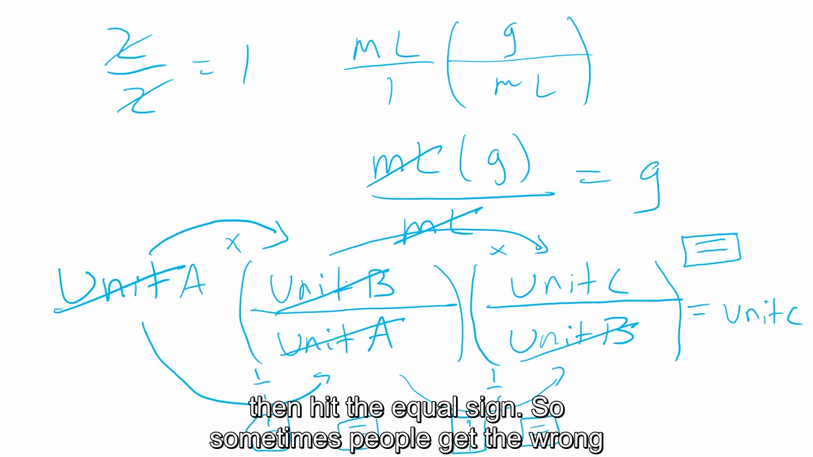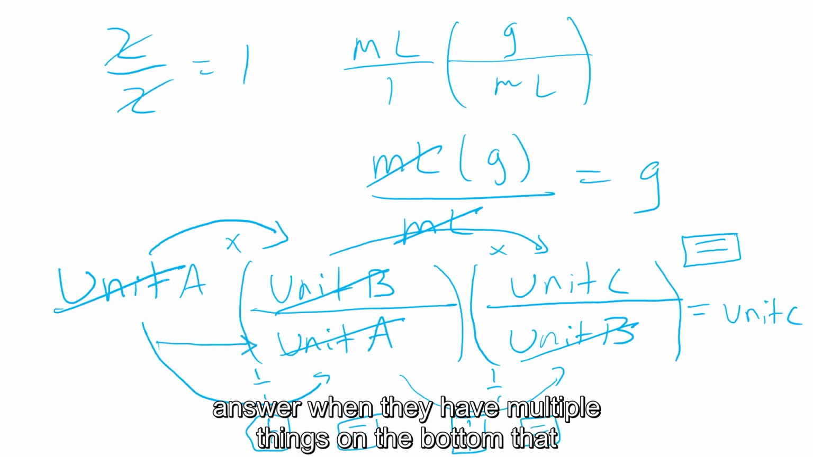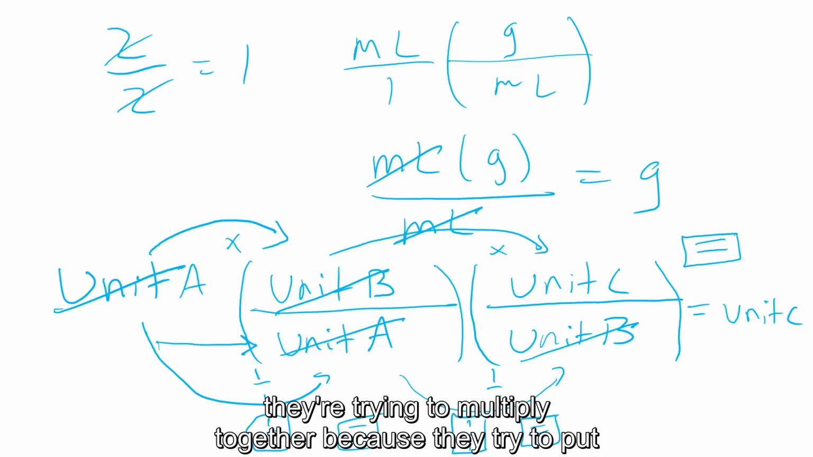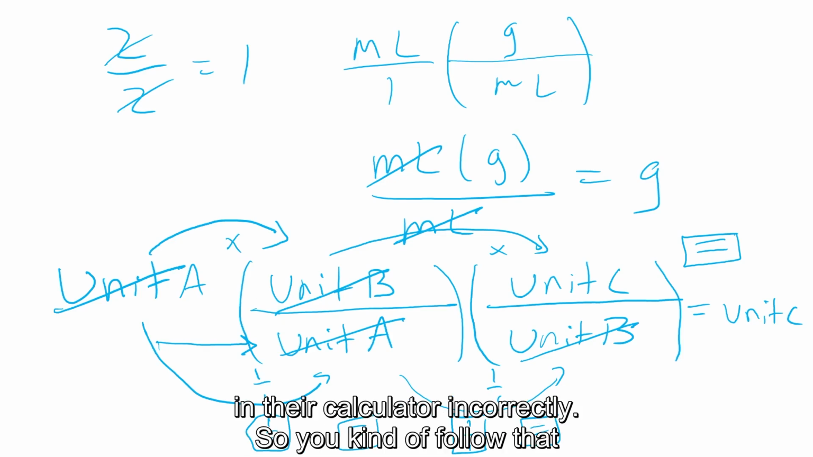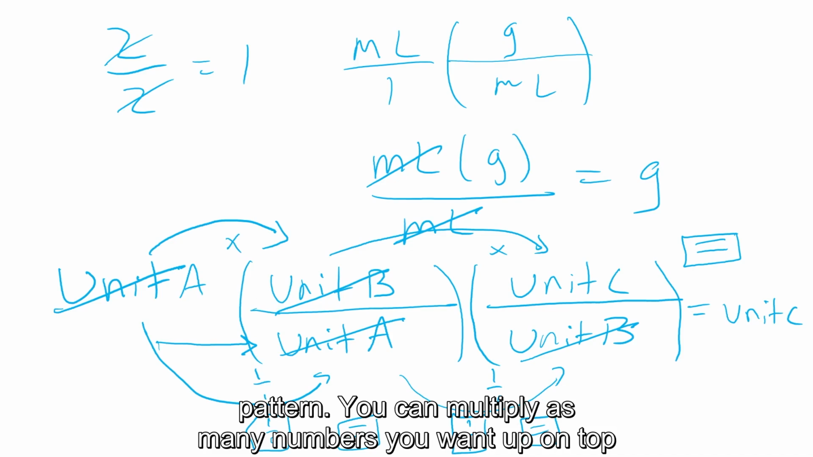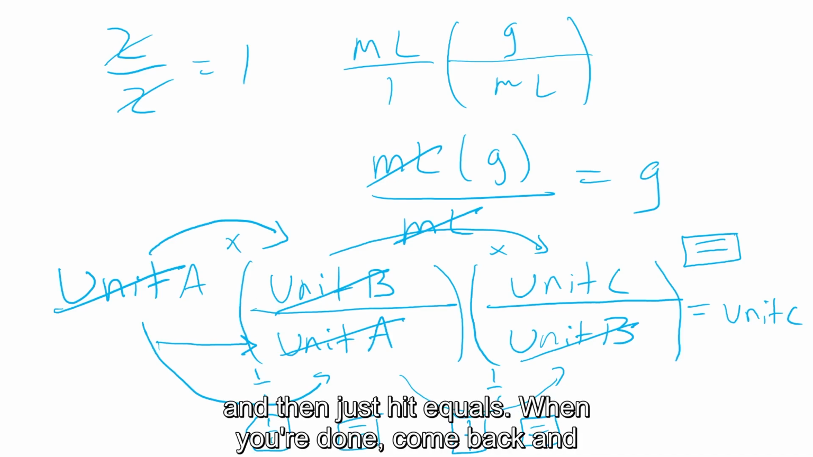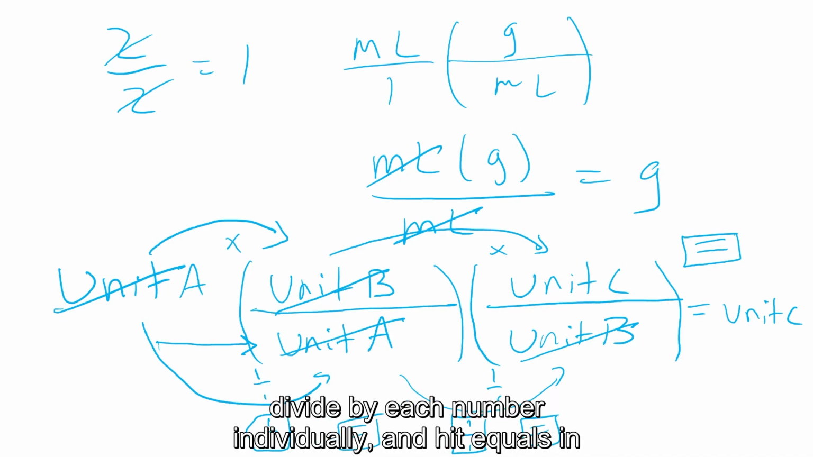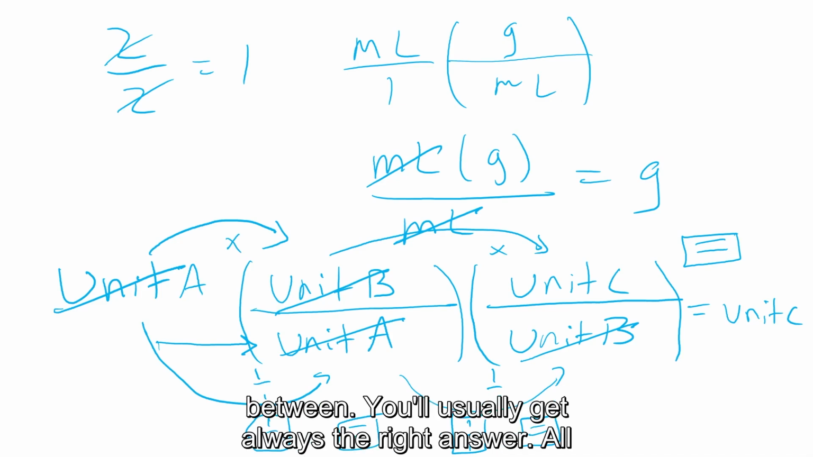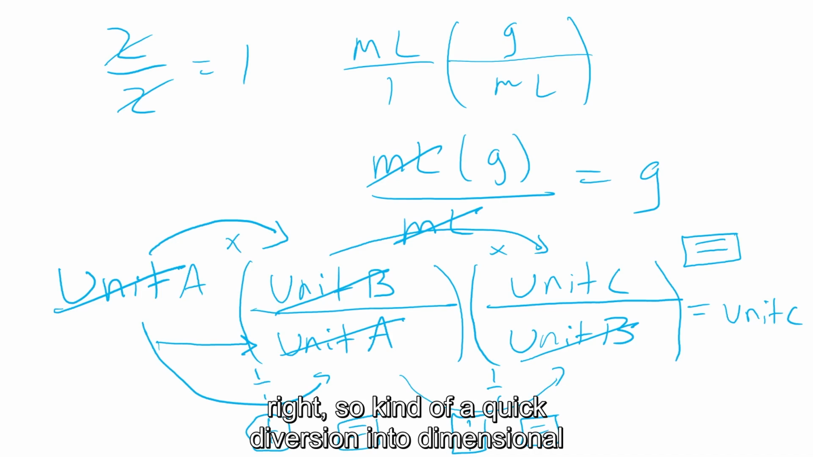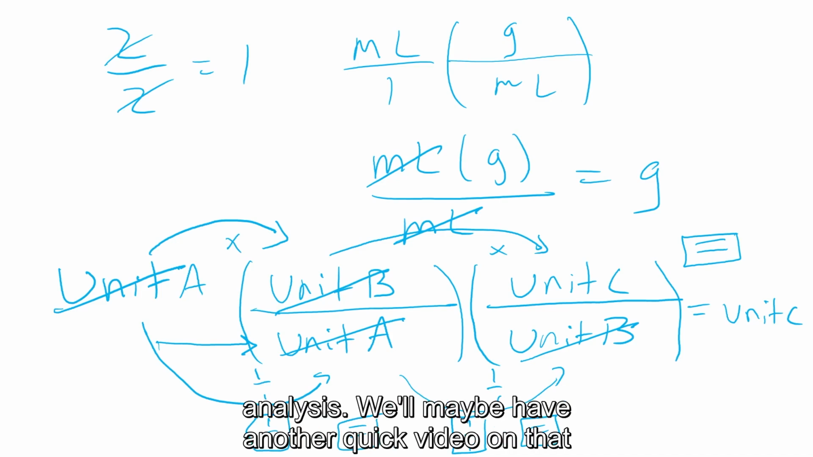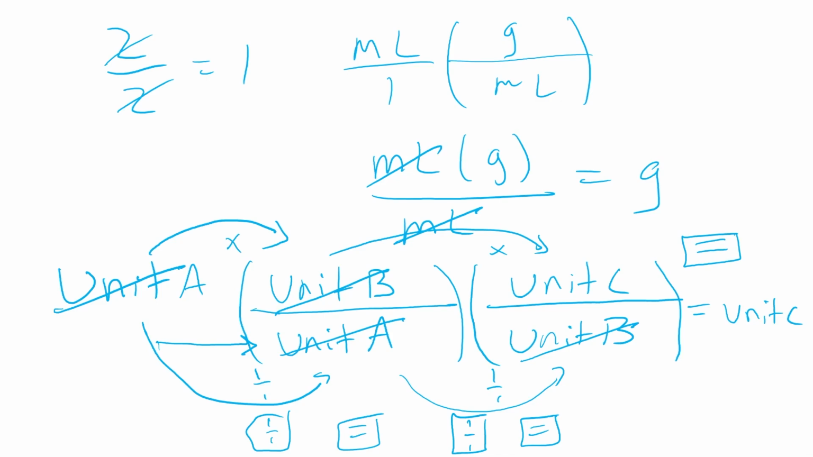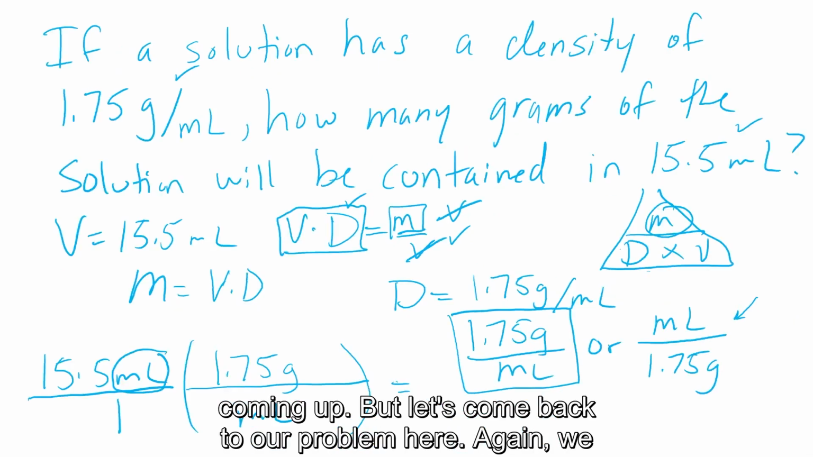Sometimes people get the wrong answer when they have multiple things on the bottom that they're trying to multiply together because they put it in their calculator incorrectly. So if you follow that pattern, you can multiply as many numbers as you want up on top, and then just hit equals when you're done. Come back and divide by each number individually and hit equals in between. You'll usually always get the right answer. All right, so a quick diversion into dimensional analysis. We'll maybe have another quick video on that coming up, but let's come back to our problem here.